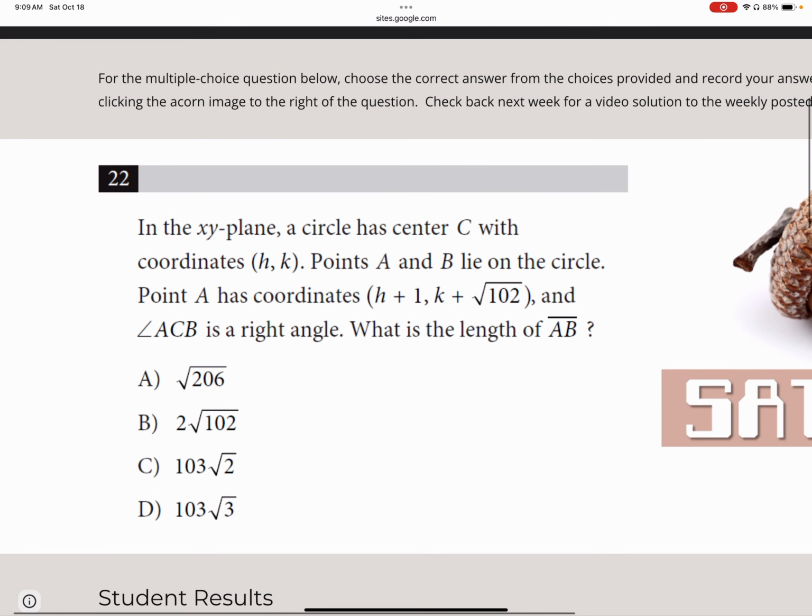In the XY plane, a circle has center C with coordinates h, k. Points A and B lie on the circle. Point A has coordinates h plus 1, k plus the square root of 102. And angle ABC is a right angle. What is the length of segment AB?